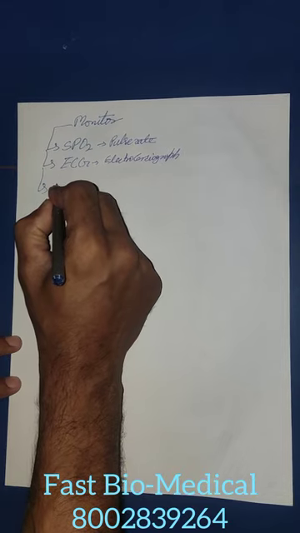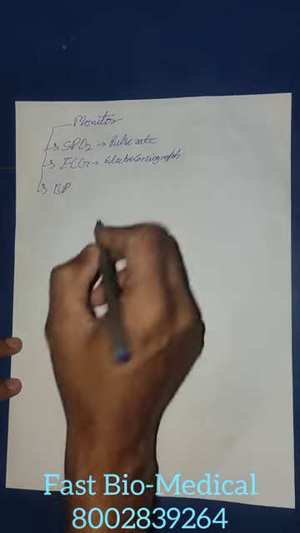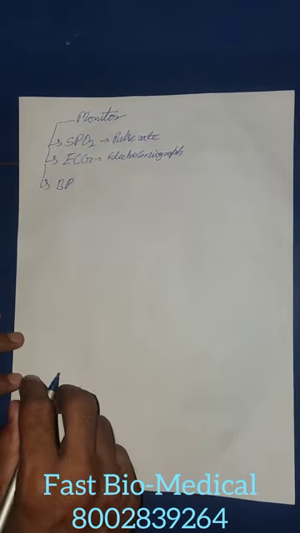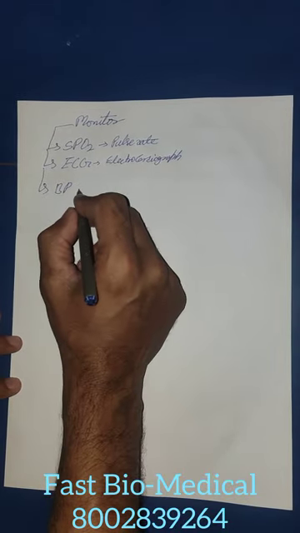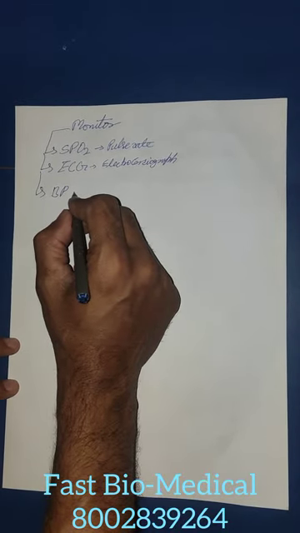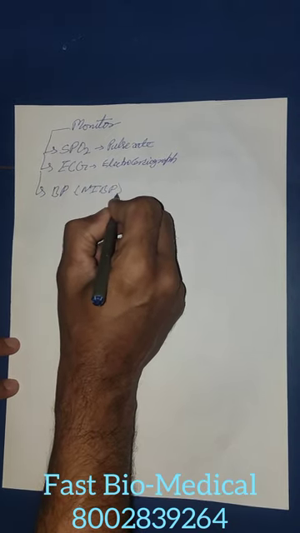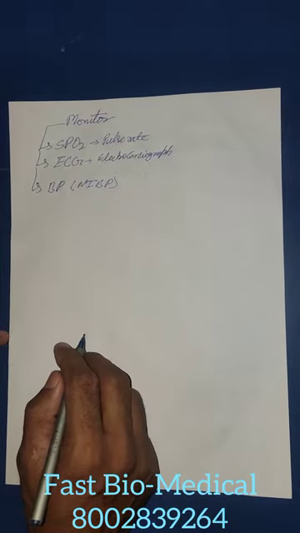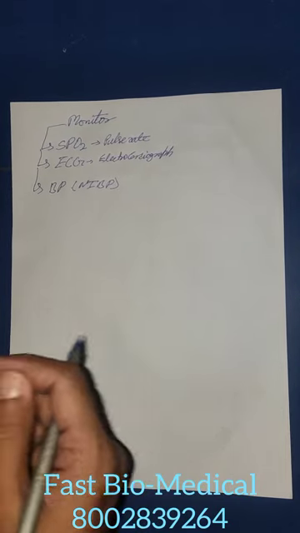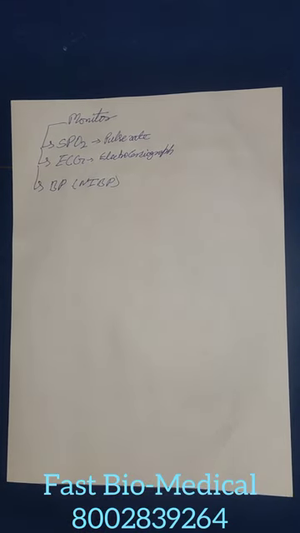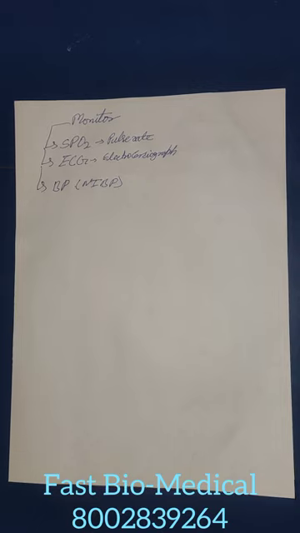The third parameter is blood pressure. Blood pressure can be measured in two ways, that is non-invasive and invasive. Basically in a monitor we have a basic BP parameter as NIBP, that is non-invasive blood pressure. That means we can measure the blood pressure without injecting anything into our body, with the help of a BP cuff on our arm.